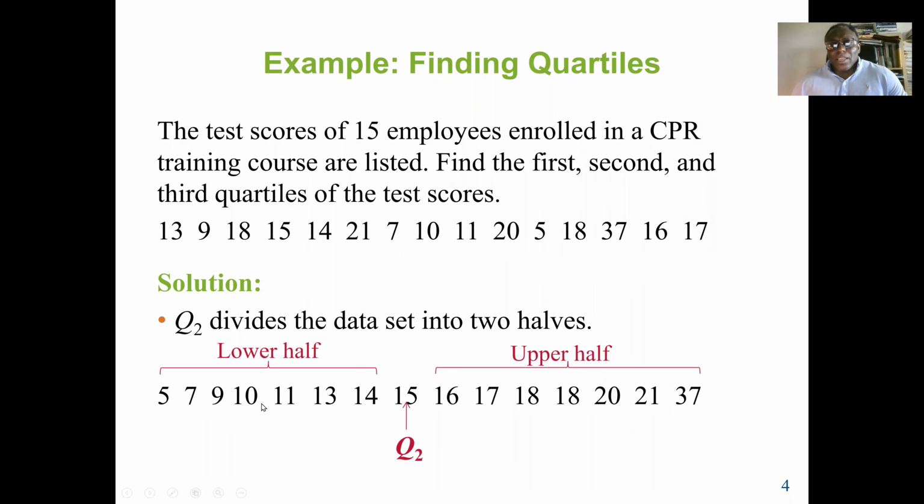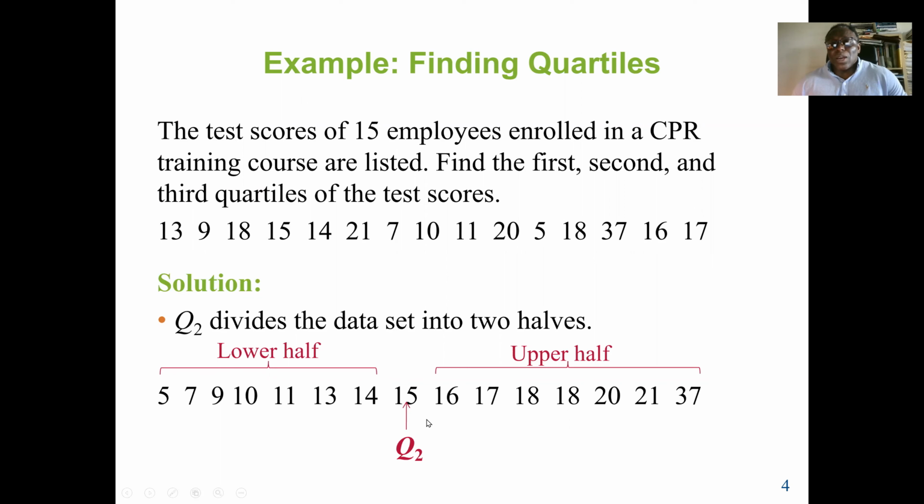5, 7, 9, 10, 11, 13, 14, 15, going all the way up. There are 15 values. Remember how we find the median. When the total number of values is odd, and 15 is odd, we get only one middle value. If it's an even number, we get 2 middle values. Since it's 15, we have 7 values to the left and 7 values to the right. So the middle value is 15, and that gives us our Q2.